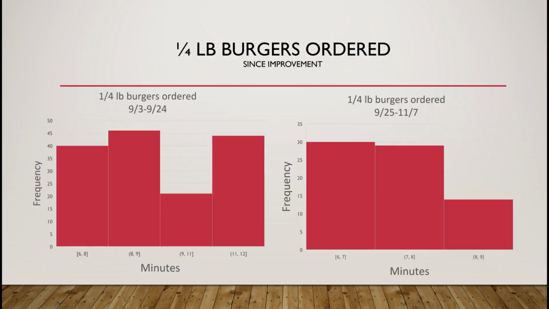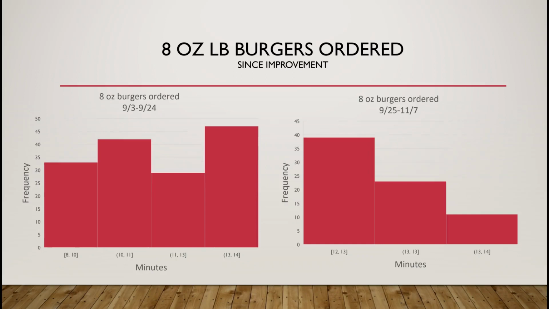So what we're looking at here are the quarter-pound burgers, as stated previously, that were ordered from September 3rd to September 24th. And on the right is a comparison from September 25th until November 7th, today's date. What you'll notice with this comparison is that since our improvement on October 6th, although we recorded data before that, the range is significantly smaller. The range for quarter-pound burgers is 6 to 9 minutes now, as opposed to 6 to 12 minutes as they were before.